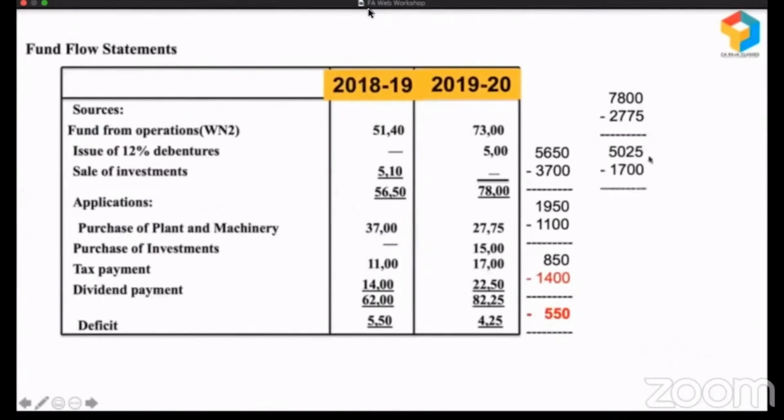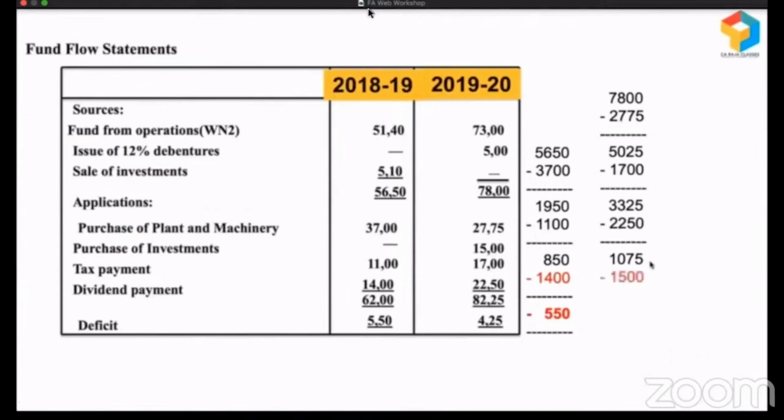So from 5,025 taxes paid, what is left over now? 3,325. From that they want to pay dividend. Okay, let them pay 2250. It means the balance left over is 1075. At this point they should have put a break, but what they did, they went and purchased an investment of 1500 when they are left with the funds of only 1075.